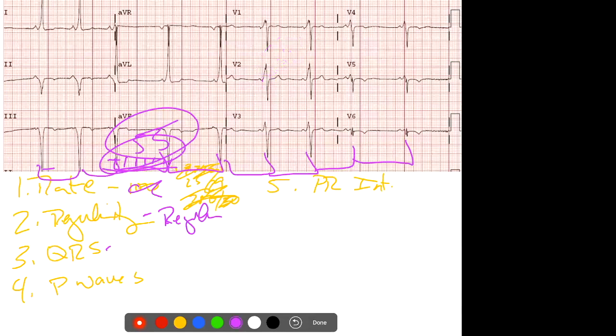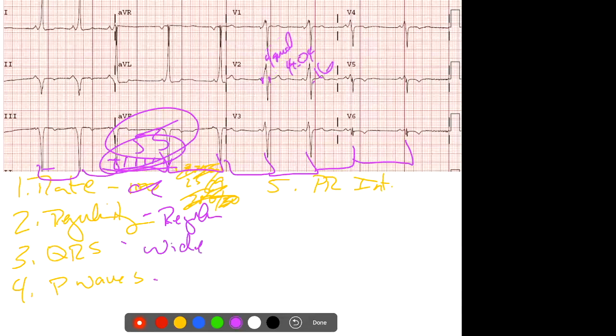So if that QRS complex starts right there on that line and ends with 1 block left, then we know it's got 4 small blocks. 4 times 0.04 is 0.16, okay? And that's wide. So we have a wide QRS.